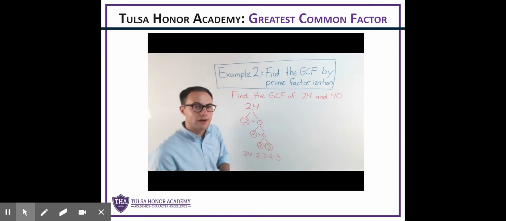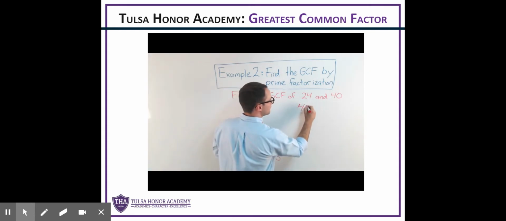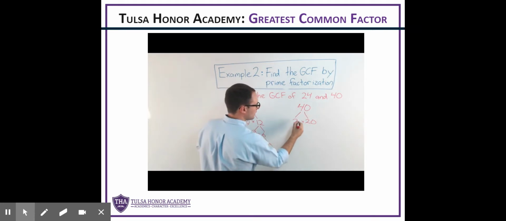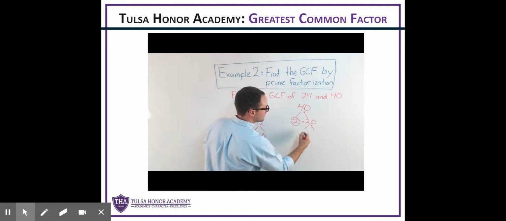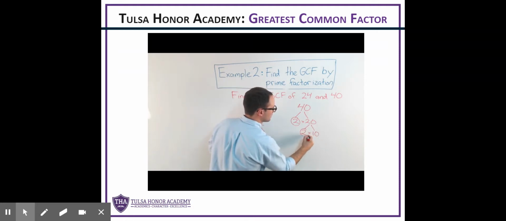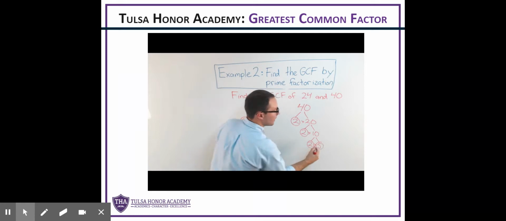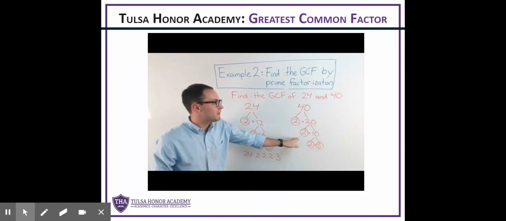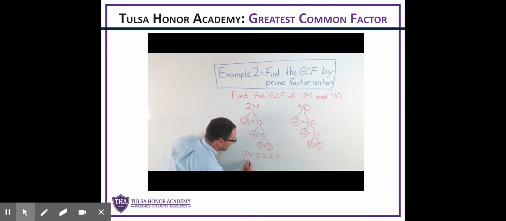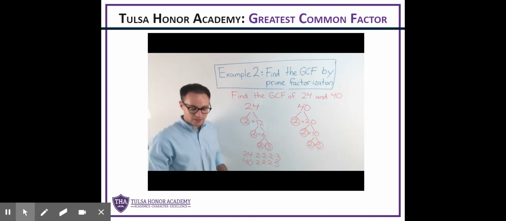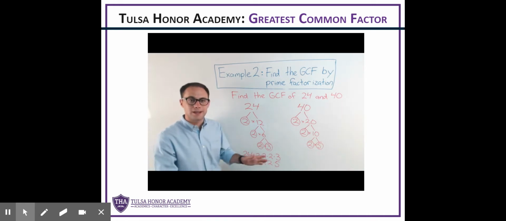Next, let's do prime factorization of 40. 40, I'm going to start with 2 again. 2 times 20 is 40. That's prime. 2 times 10 is 20. There's a prime. And then finally 2 times 5 is 10. And those are both prime. So my prime factorization of 40 is 2 times 2 times 2 times 5. So I have my prime factorization of 24 and 40 done.